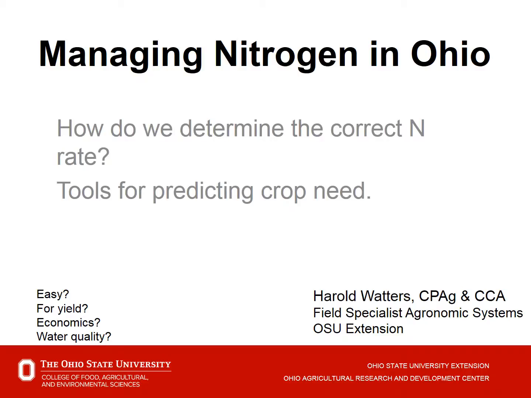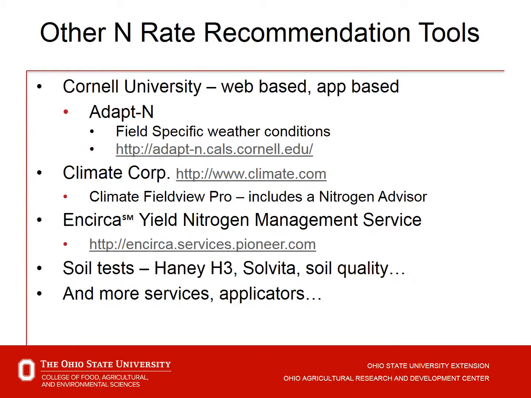So how do we determine the correct nitrogen rate? I talked in the previous set about using the MRTN, the maximum return to nitrogen, that corn nitrogen rate calculator. This time we'll talk about tools you might use for predicting that crop need. So what are some tools that are out there, some other recommendation tools?